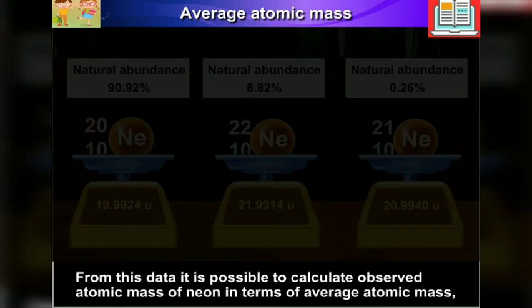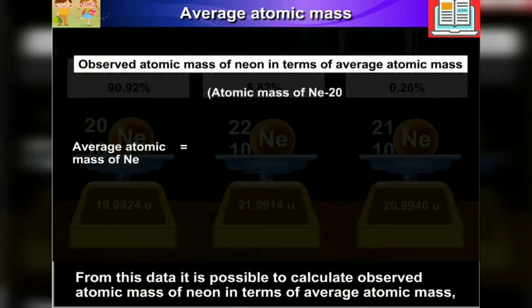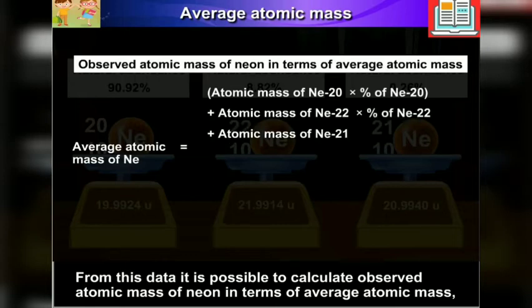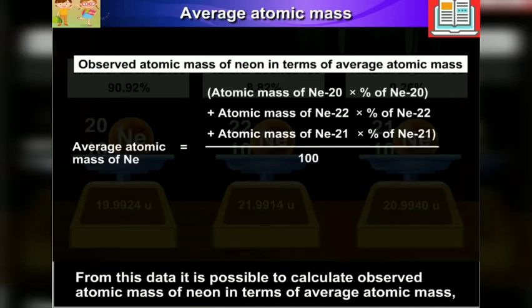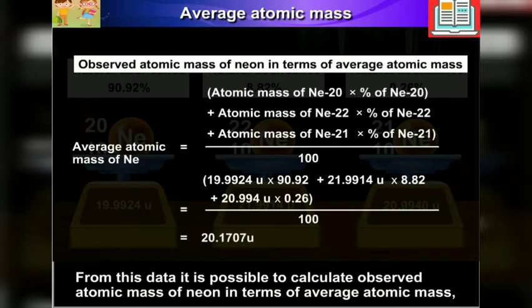From this data, it is possible to calculate the observed atomic mass of neon in terms of average atomic mass. Average atomic mass of Ne is equal to atomic mass of Ne20 multiplied by percent of Ne20, plus atomic mass of Ne22 multiplied by percent of Ne22, plus atomic mass of Ne21 multiplied by percent of Ne21, upon 100, which is equal to 19.9924 u multiplied by 90.92, plus 21.9914 u multiplied by 8.82, plus 20.994 u multiplied by 0.26, upon 100, equal to 20.1707 u.